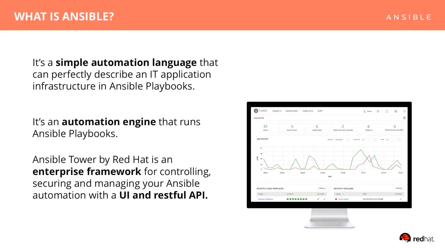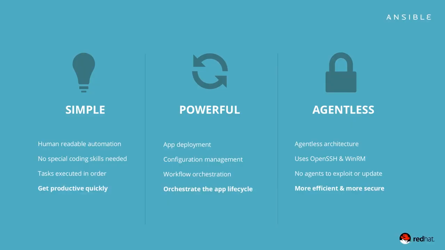Let's talk about the three things Ansible is. First, it's the automation language that enables you to describe an end-to-end IT application environment with a playbook. It's also the underlying automation engine that runs the playbooks. Finally, we have Ansible Tower, which is the enterprise framework that helps organizations more effectively control and manage their Ansible automation. Ansible has a number of qualities that make it the most rapidly growing automation platform in the world.